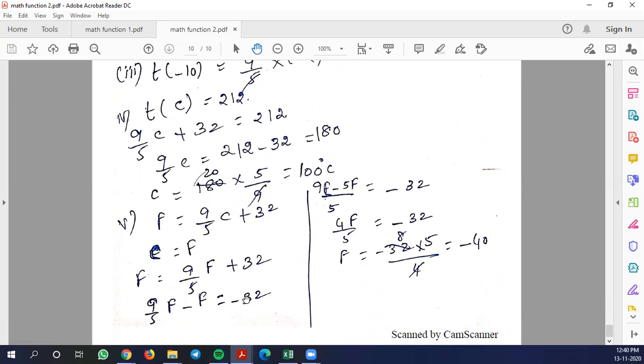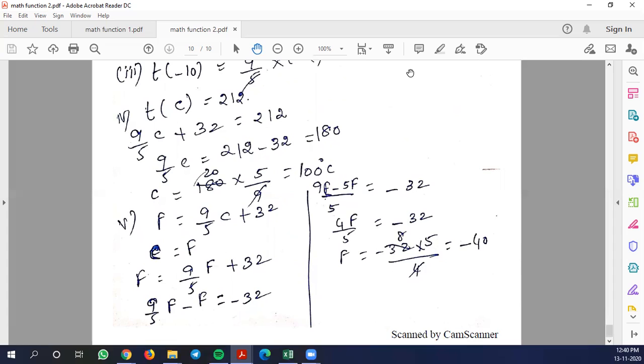So, 9 by 5 F. I am bringing this F to that side, it becomes minus F. This plus 32, if it comes to this side, it becomes minus 32. Now take the LCM, 5 becomes the LCM. So it is 9F minus 5F equal to minus 32. Subtract 9 minus 5, it is 4F by 5 equal to minus 32. F is equal to minus 32 into 5 by 4, the denominator goes to the numerator and the numerator comes to the denominator. 8 4s are 32. So minus 40 degree.